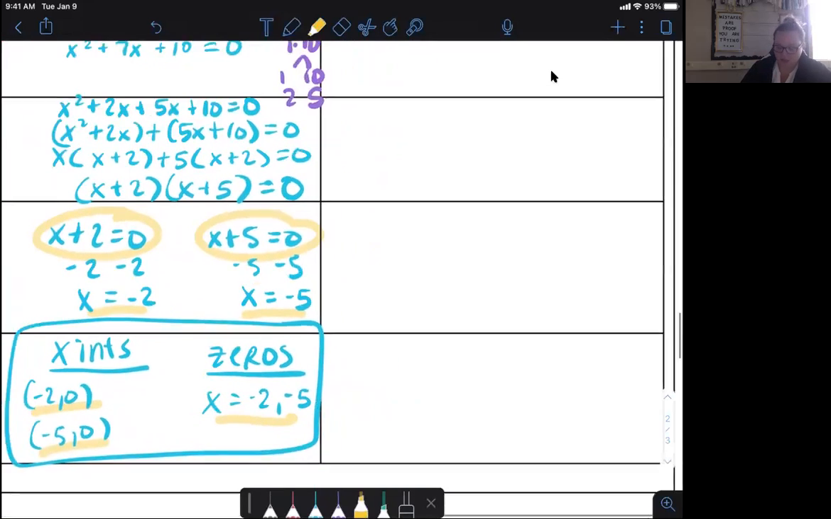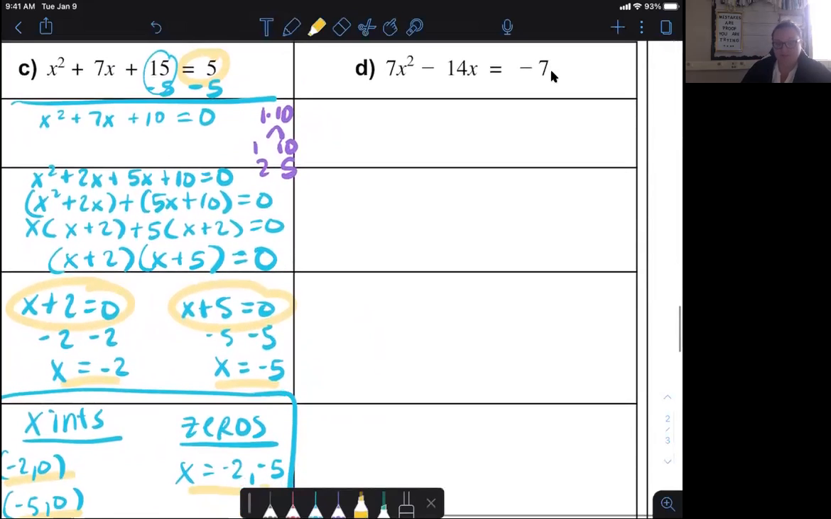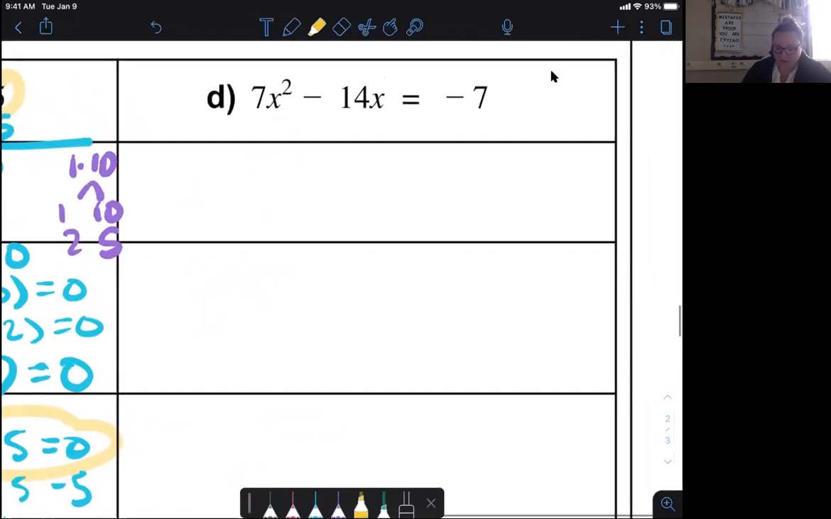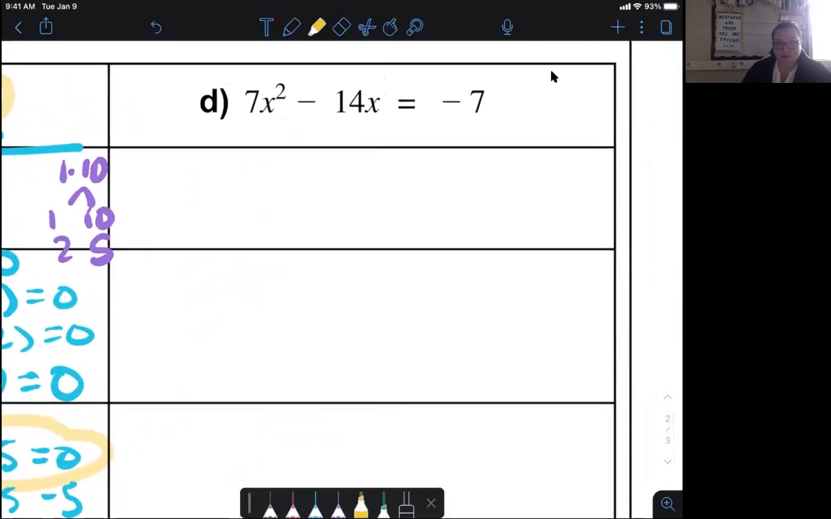All right, go ahead and do part D completely on your own. So solve 7x squared minus 14x equals negative 7. Go ahead and go for it. Just press pause and then press play when you're ready to check your work.